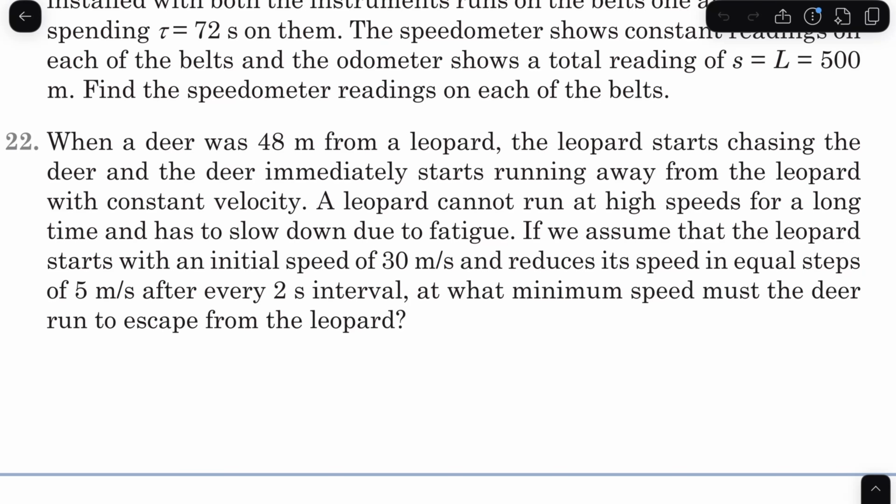This is question number 22, kinematics. Check your understanding, book Pathfinder. I'm reading the question first.